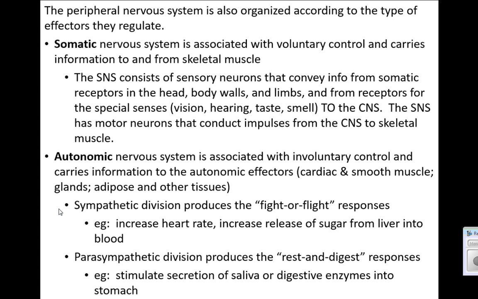Okay. The opposite of that is the rest and digest response, which is produced by the parasympathetic nervous system, which does everything to get your body in a resting condition. Okay. Releasing saliva, digestive enzymes into your stomach. Right now, this one's what's active in you guys. Okay. Your heart rate's low, your blood pressure should be low, your breathing rate's pretty low.